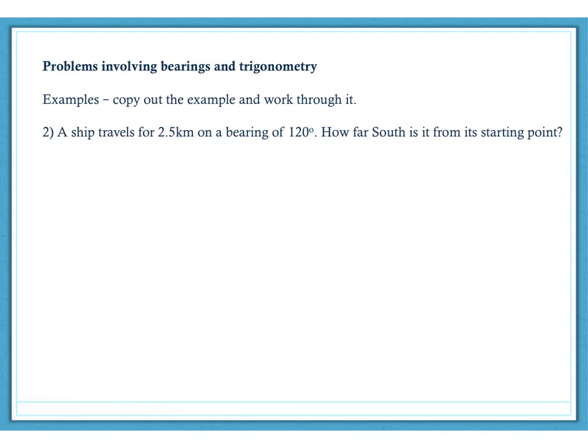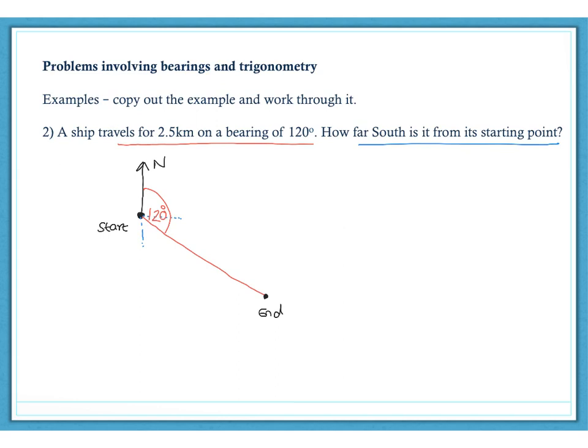A ship travels for 2.5 kilometres on a bearing of 120 degrees. How far south is it from its starting point? So again, let's decide on the starting point of the ship. There is north. Now 120 degrees, we know that a quarter turn is 90 degrees, a half turn is 180 degrees, so a bearing of 120 might perhaps look like that. So the end of the boat's journey is around here. We need to work out how far south it is from its starting point.